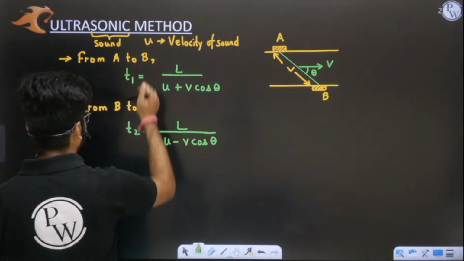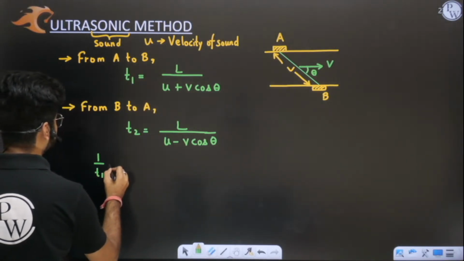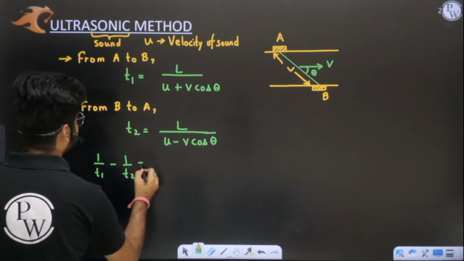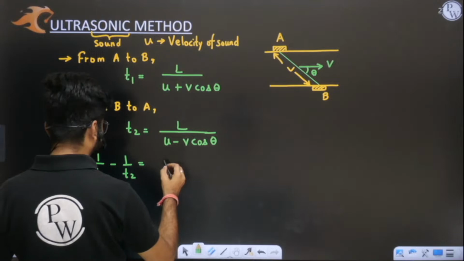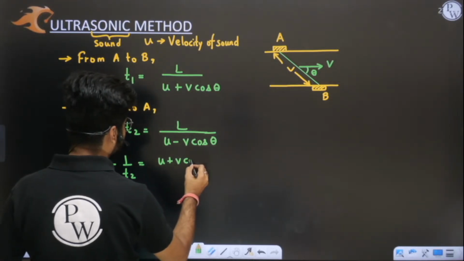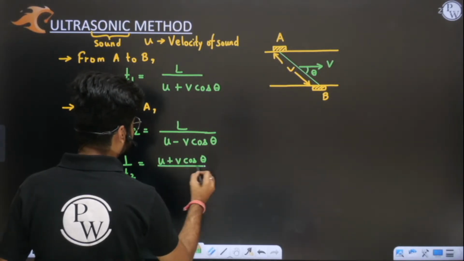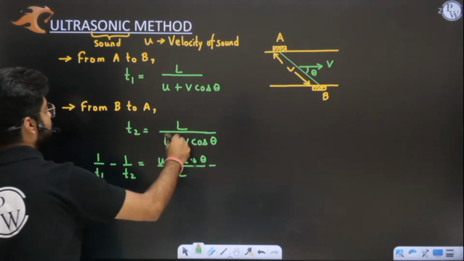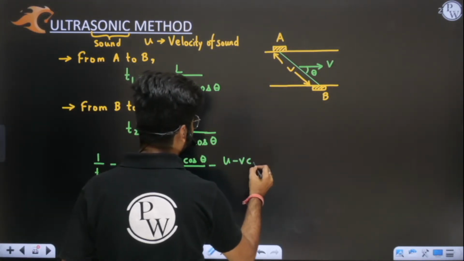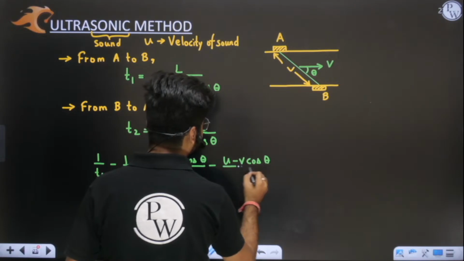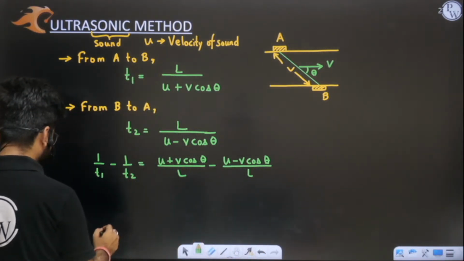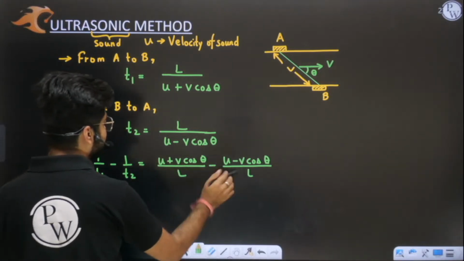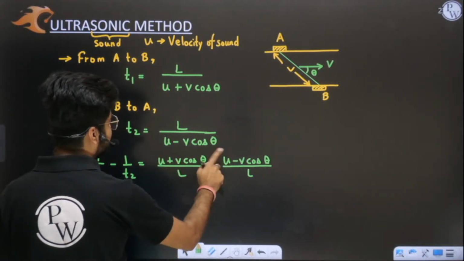Now 1 upon T1 is what? 1 upon T1 will be U plus V cos theta upon L. 1 upon T2 will be U minus V cos theta upon L. Now subtract: U minus U will be gone, and V minus minus will be plus 2V.